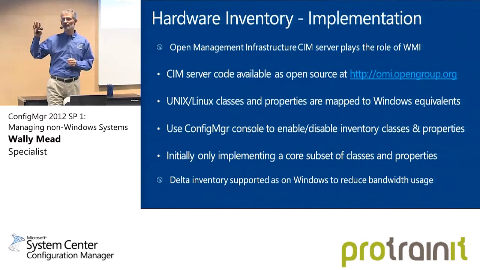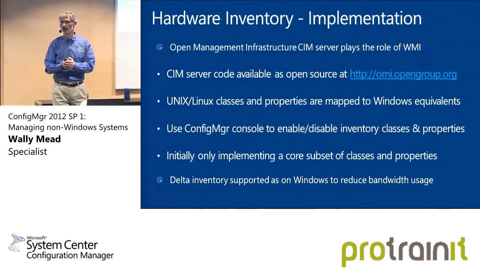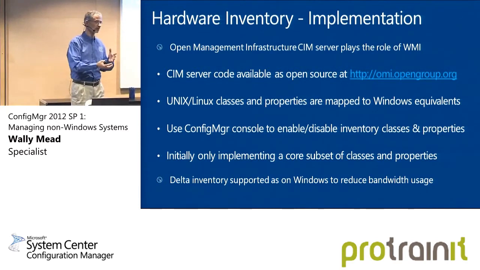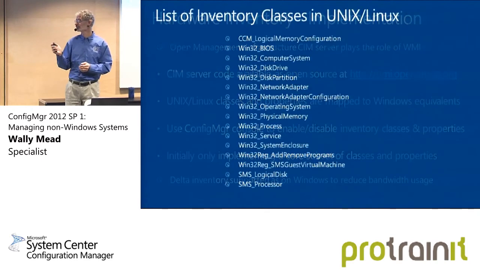So if you had played around with the beta version of SP1, there was a beta release of the Linux Unix client, and they had some issues with inventory. Inventory stamps were wrong, and delta inventories didn't really work very well, and so on. That has all been cleaned up, so when you get to the RTM release, that'll be available to you. And you'll see much better support.